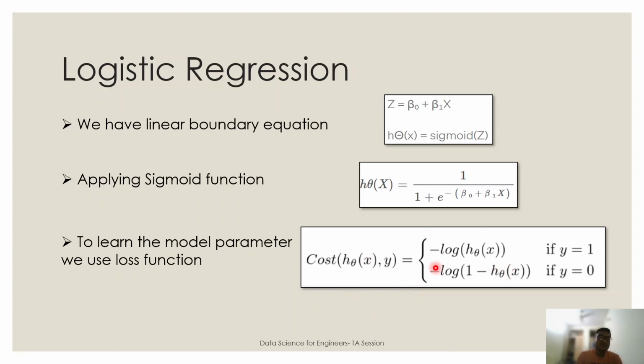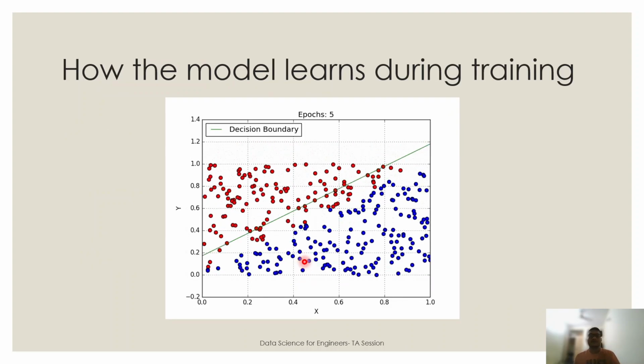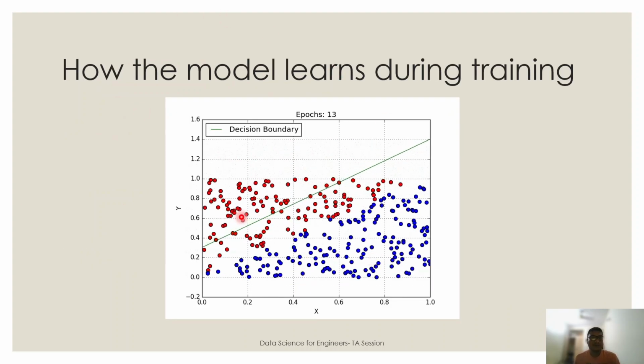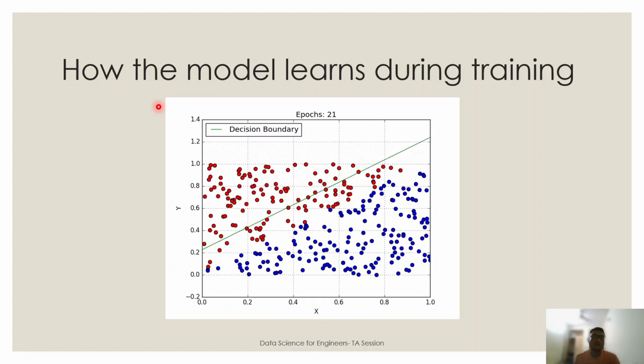So this binary cross entropy cost function is similar to the way in linear regression we use the mean square error. Here we are utilizing the binary cross entropy to train our model. Okay, so this is an illustrative example of how your models are trained.